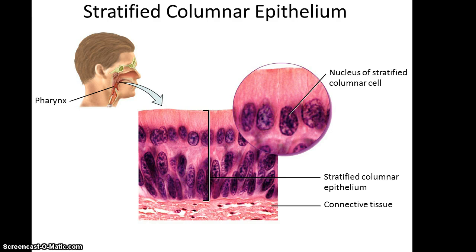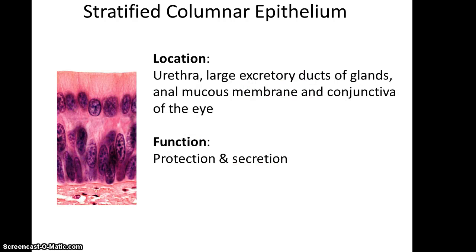Next is stratified columnar epithelium. You will see multiple layers of columnar-like cells. The uppermost layer will have the nuclei lined up. The lower layers will not necessarily have that. It is found in places such as the urethra of both males and females, in the large excretory ducts of some glands, in the anal mucous membrane, and in the conjunctiva of the eye. And its main functions are protection and secretion. A lot of the epithelial tissues that are engaged in secretion are often engaged in the secretion of mucus.